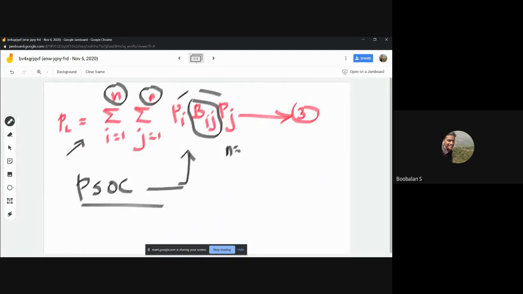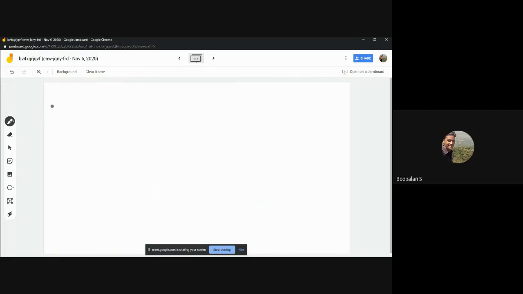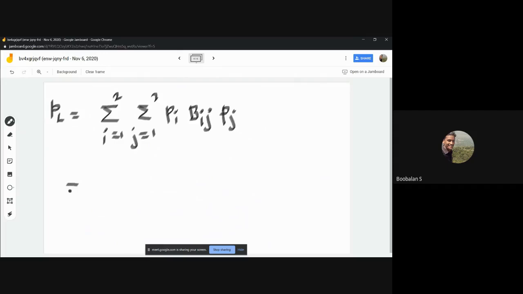Just expand this equation. Now N is 2, so the entire equation will become P suffix L. Just expand it once again, i from 1 to 2, and j also from 1 to 2, with P i, B i j, and P j. Just expand it. What will you get when you expand it?